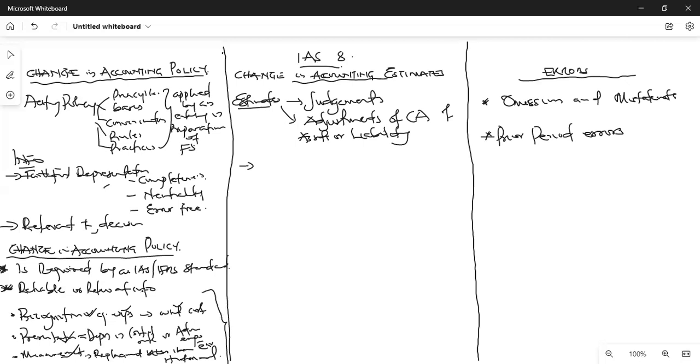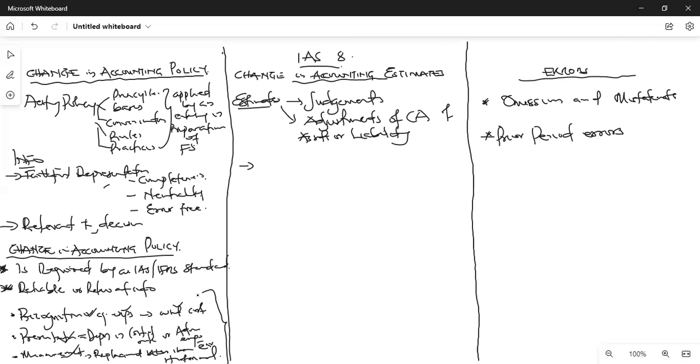So, for example, if an entity previously showed some overhead costs within its cost of sales, and it has now decided to show those overhead costs in its administrative costs, that will amount to a change in accounting policy. All right, so you need to understand that. It's very, very important. There is a change in the presentation. If an entity previously measured inventory at, let's say, WAP, and is now changing to FIFO, then you should see that there is a change in the measurement basis. That one amounts to a change in accounting policy. Please understand that, all right?